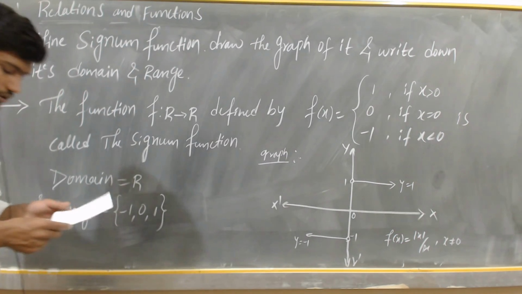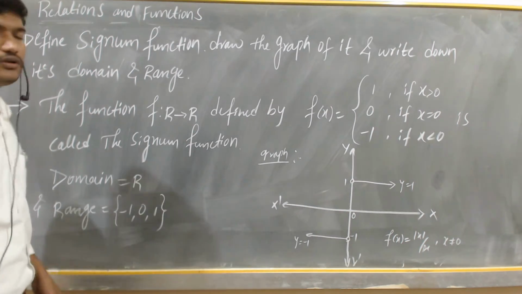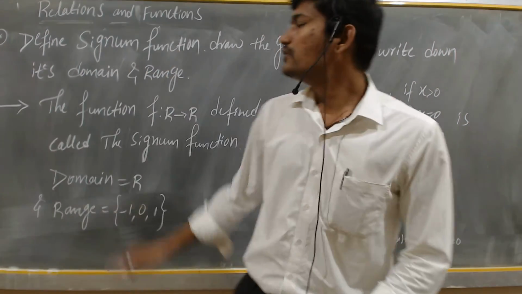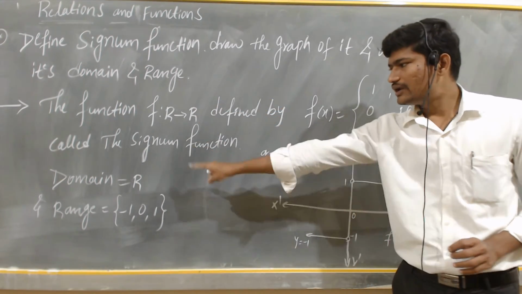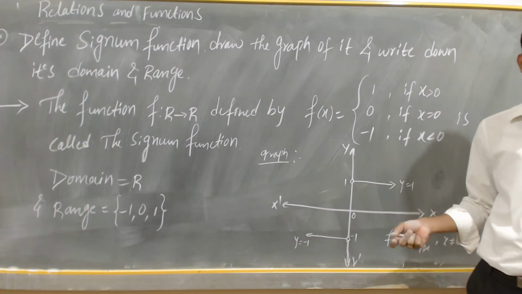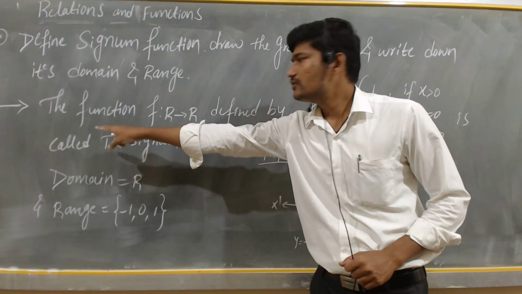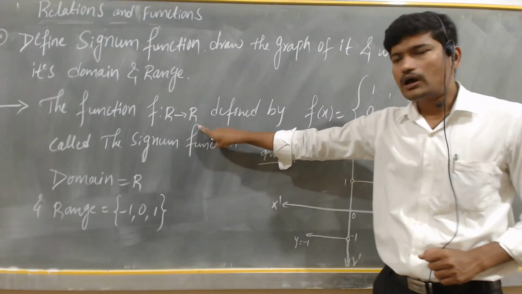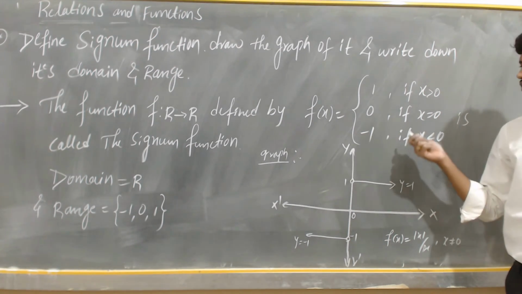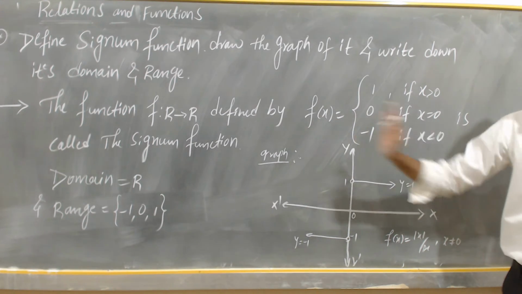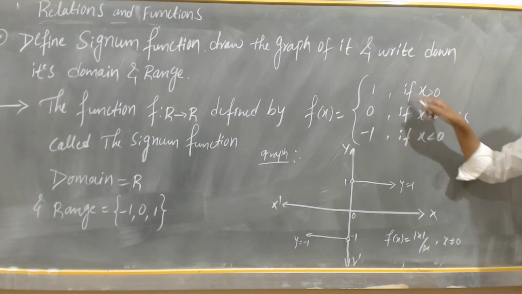Okay. Now dear students, it is also very important from your examination point of view. 5 marks. If you write the signum function definition, the domain and range explanation, and this graph, you will definitely get 5 marks. Now come to the point. The signum function means the function f from R to R defined by f of x equal to. This condition is very important. If you do not write this one, you will definitely lose marks. So be careful. Okay. f of x equal to, here 3 conditions are there.